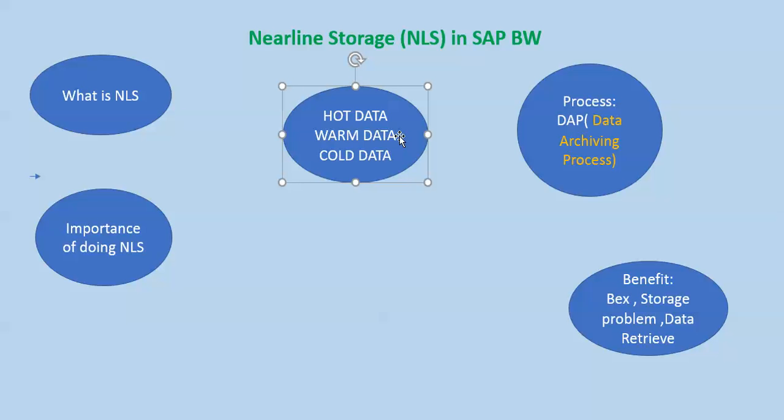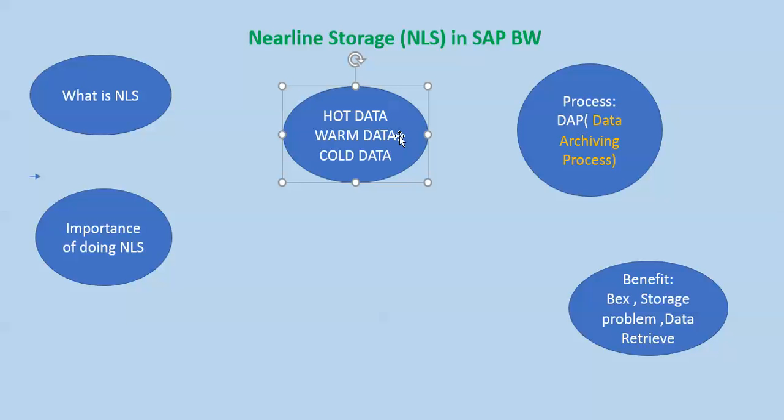The concept of hot, warm and cold data is simple. Hot data means you need the data on a day-to-day or maybe weekly basis. Warm data means you do not need the data every day or every week; you may need it once or twice a month. And cold data means you do not normally need the data, but sometimes, for some analytical purpose, you may need it.